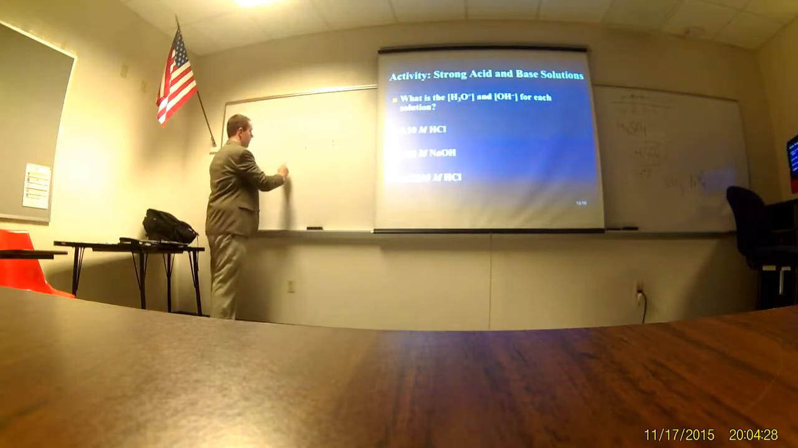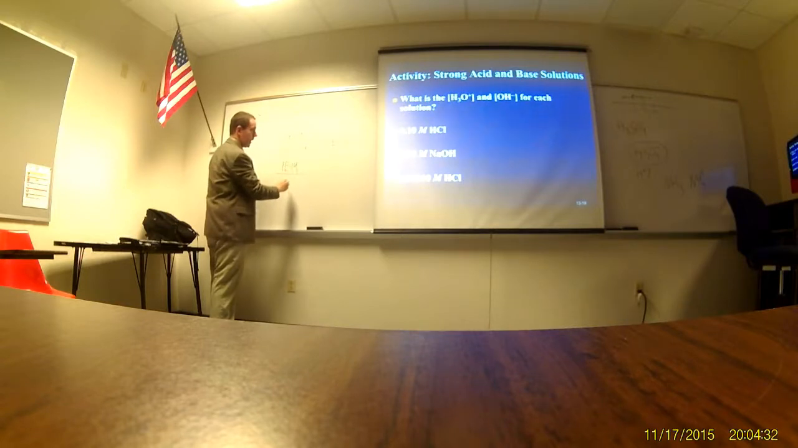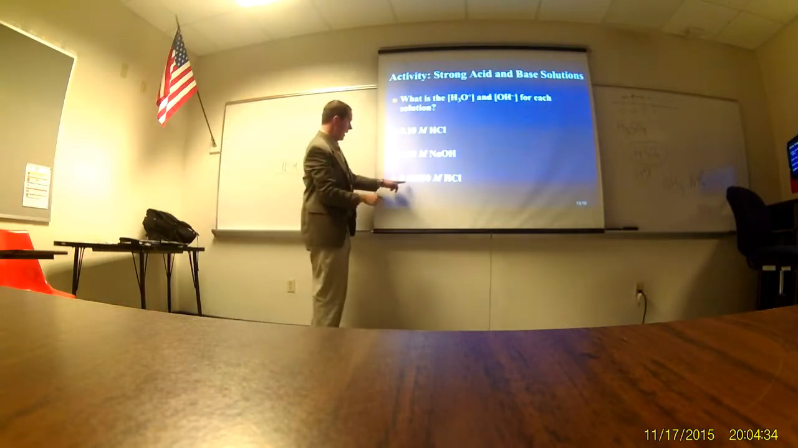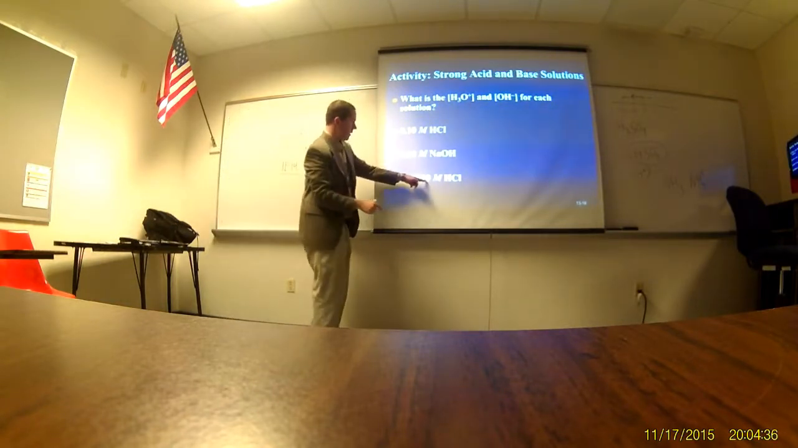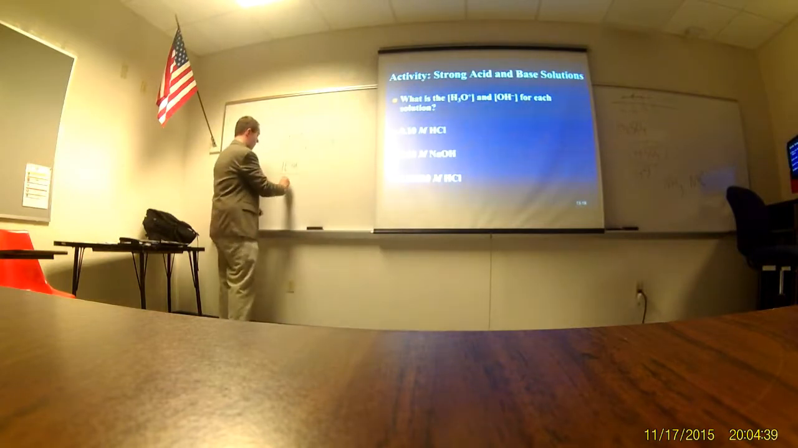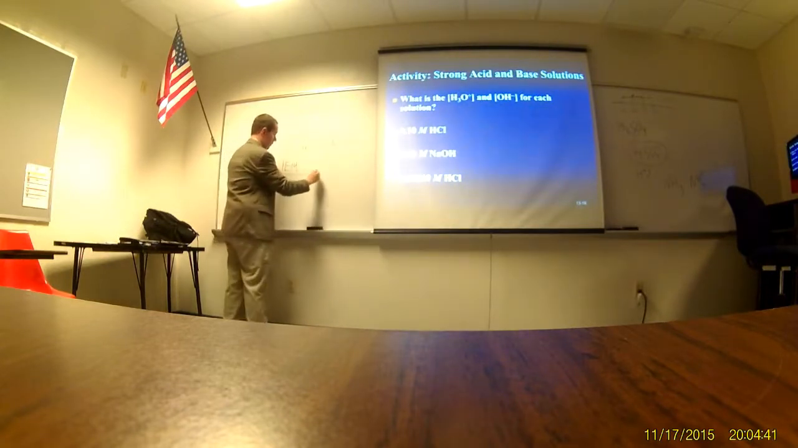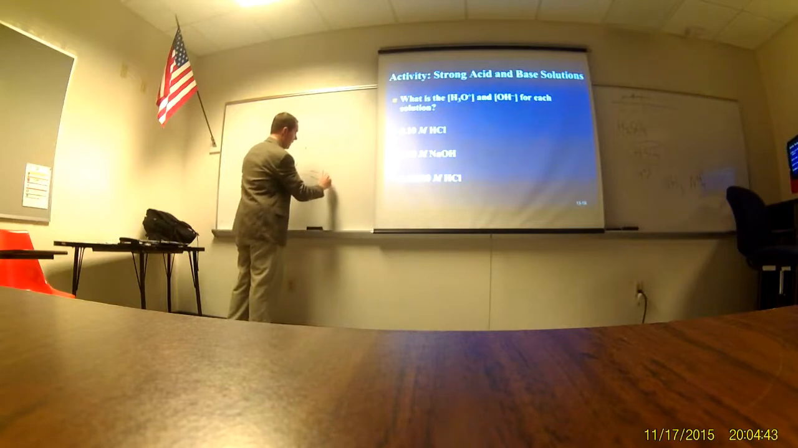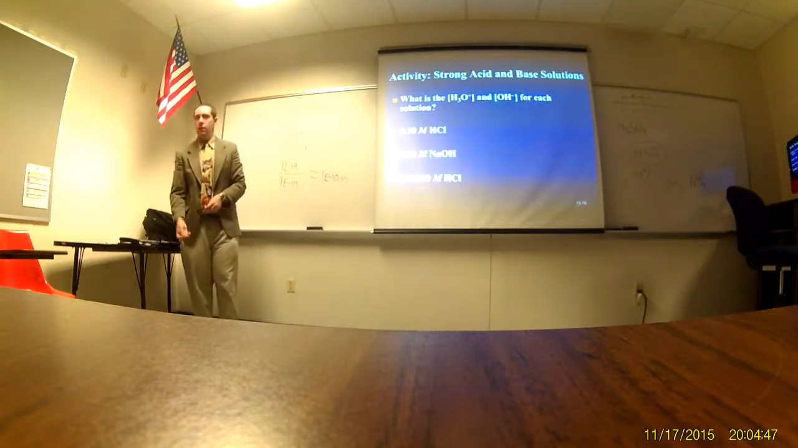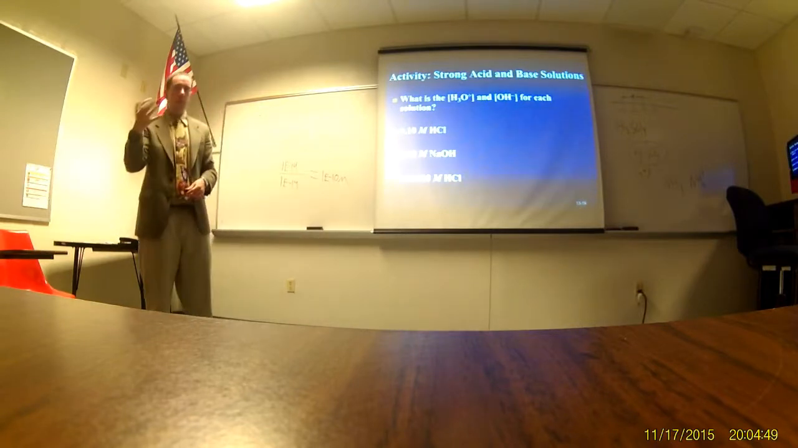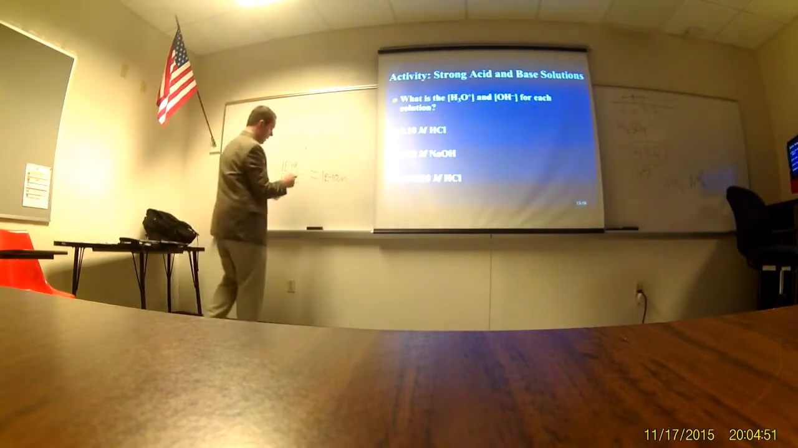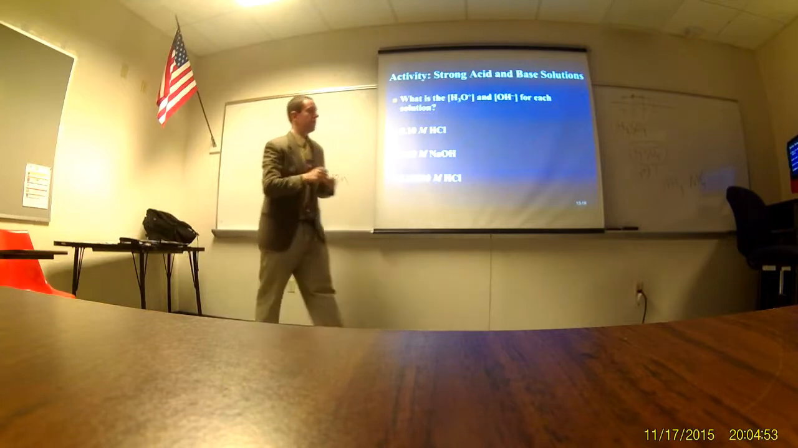So we have 1 E negative 14 divided by, this is 1 E negative 1, 2, 3, 4. 1 E negative 10? So the answer is 1 E negative 10 molar. So it's very easy to go back and forth between them. And if you're just dealing with ones, you can do it in your head.